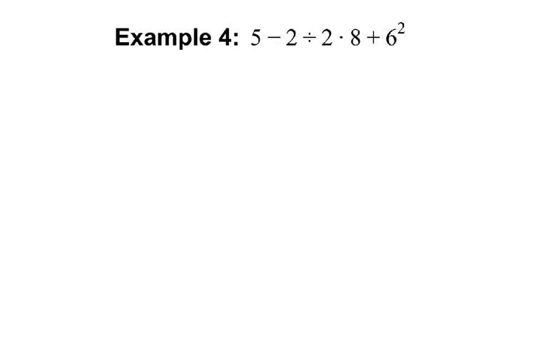Last example here. So the first thing I need to deal with is this exponent here, 6 squared. So again, I'm just going to rewrite everything before that. We want to keep the problem nice and organized. And 6 squared gives me 36. So I'm going to say plus 36 because it's a positive 36.